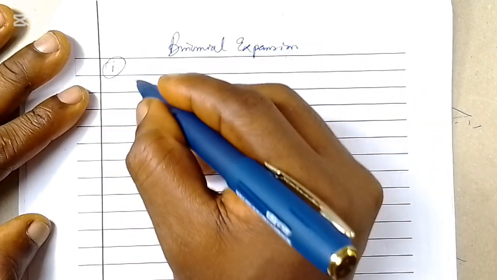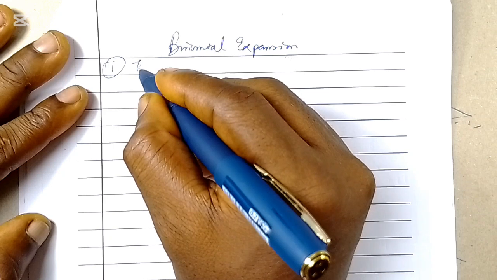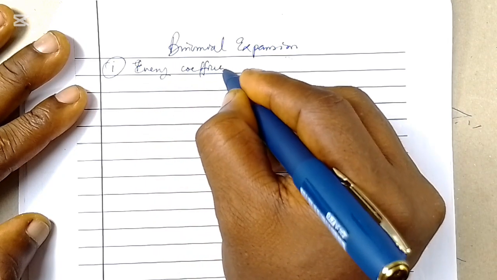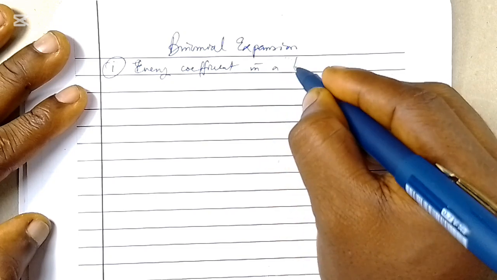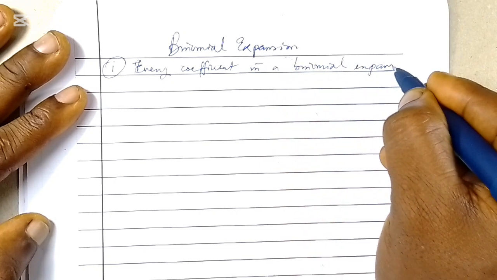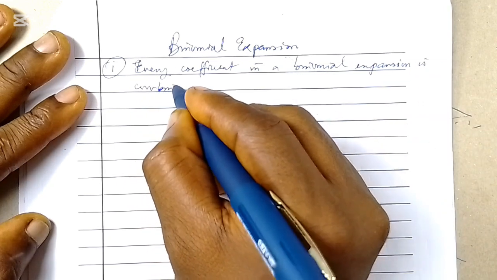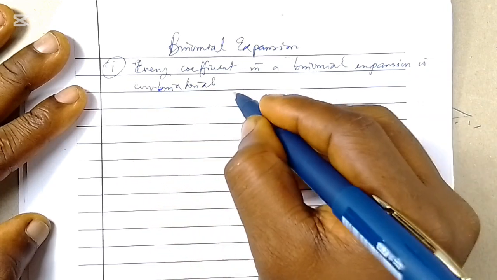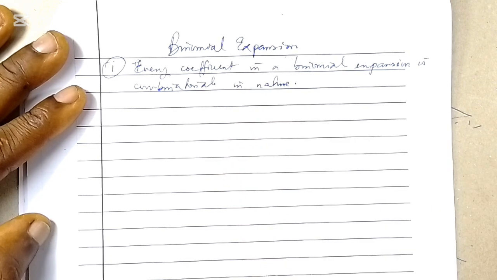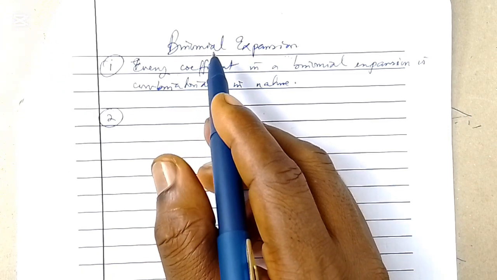The first rule in binomial expansion lets us know that every coefficient in a binomial expansion is combinatorial. I would explain what that means. It's combinatorial in nature. That is the major difference between the binomial expansion and Pascal's triangle.